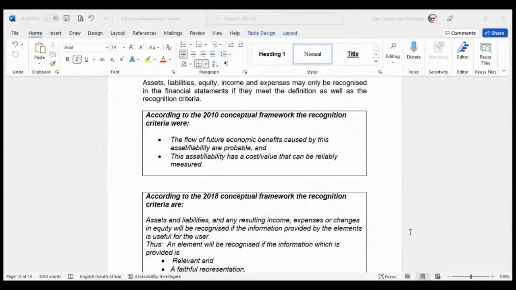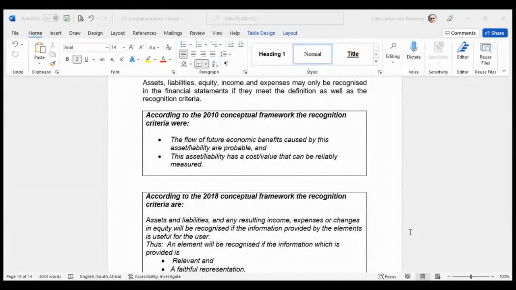So recognition is when you actually record a transaction or event for the first time in your books of account. We'll see later on during the course of the semester what our initial books of entry are. We will talk about recording of transactions. In fact, Mr. Adams, I think, is going to start talking about that today.